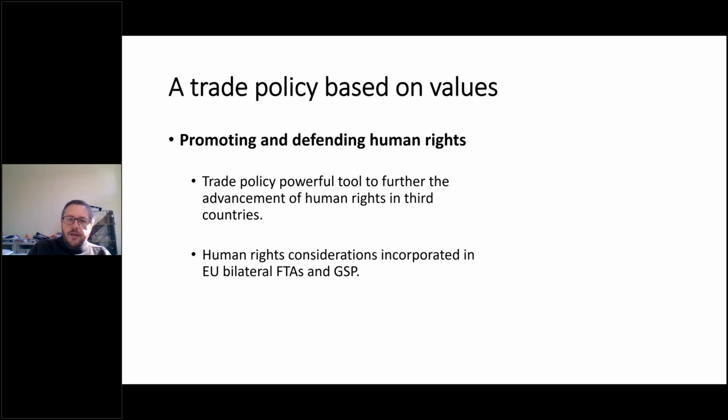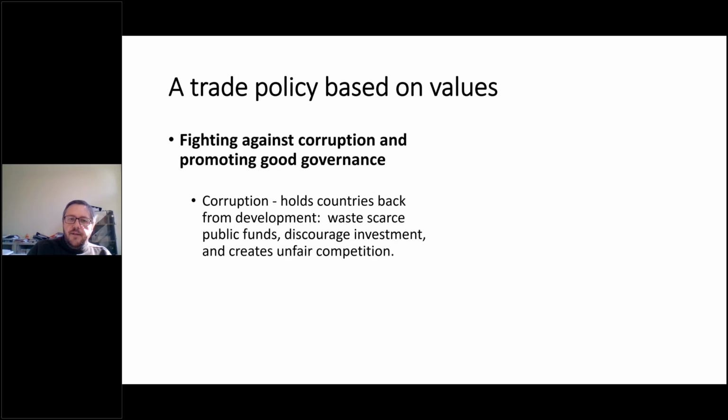Final element when we talk about a trade policy based on values is that the EU tries to incorporate elements of good governance and especially trying to combat corruption or unfair practices with regard to trade in their trade policies. And then later today, we started with using trade defense measures. That's one of the ways the EU tries to combat corruption, but also in GSP and in other schemes.